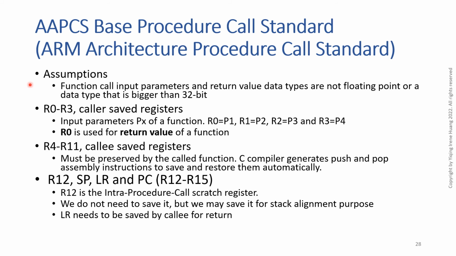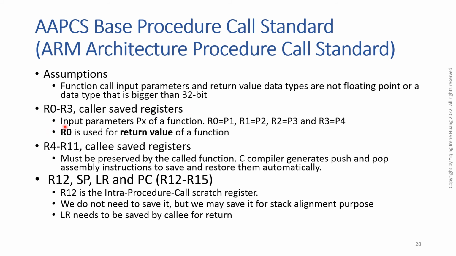We are dealing with a very simple situation, so our assumption is function call input parameters and return data types are not floating point or a data type that is bigger than 32-bit. Under this assumption, R0 to R3 are what we call caller-saved registers. So if a function makes a subroutine call, the subroutine doesn't have to save R0 to R3. It is the caller's responsibility to save that.